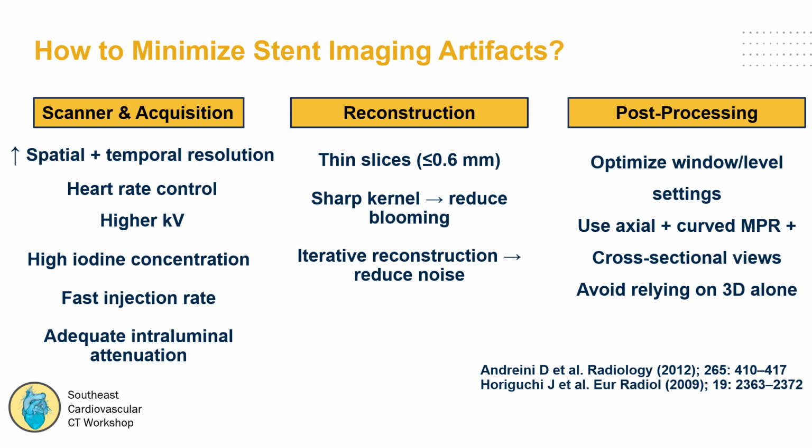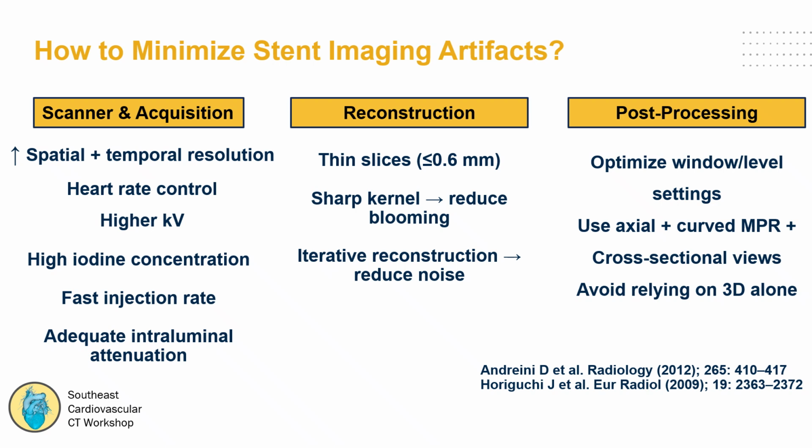To optimize stent imaging, we need to think about the entire workflow. From the acquisition standpoint, high spatial and temporal resolution are critical, along with good heart rate control and adequate intraluminal enhancement. So the patient needs to have a very good injection of contrast. You are shooting for greater than 6, 6.5, even 7 cc's per second, so they need a really good IV for that as well. An 18 gauge would be ideal here.